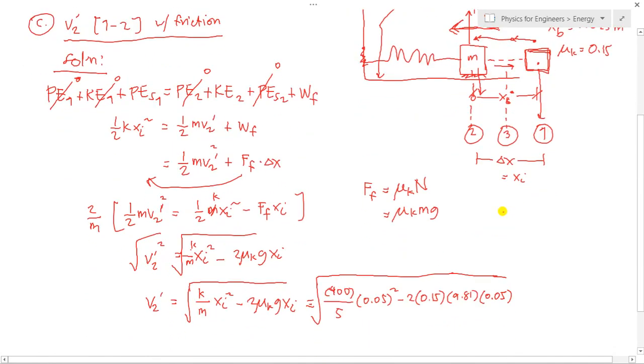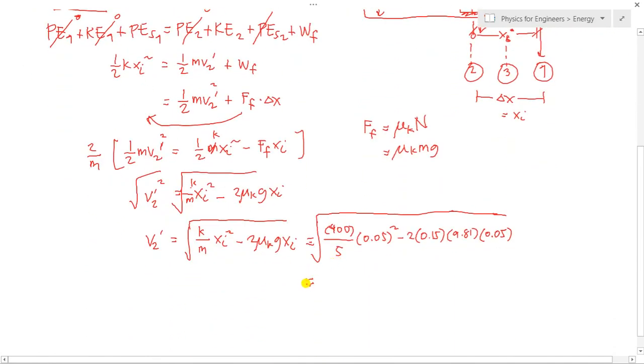So the final answer is the square root of 400 divided by 5 multiplied by 0.05 squared minus 2 times 0.15 times 9.81 times 0.05. The answer is approximately 0.23 meters per second.